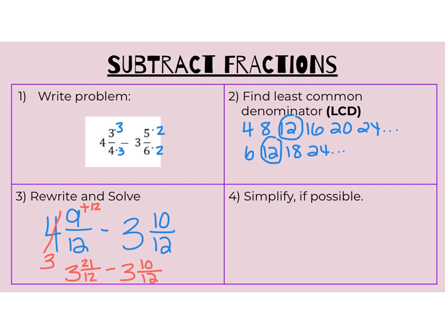And when I subtract, the 3's will cancel out, and 21 minus 10 is 11 over the denominator of 12. And I cannot simplify our answer, so that would be our final answer.